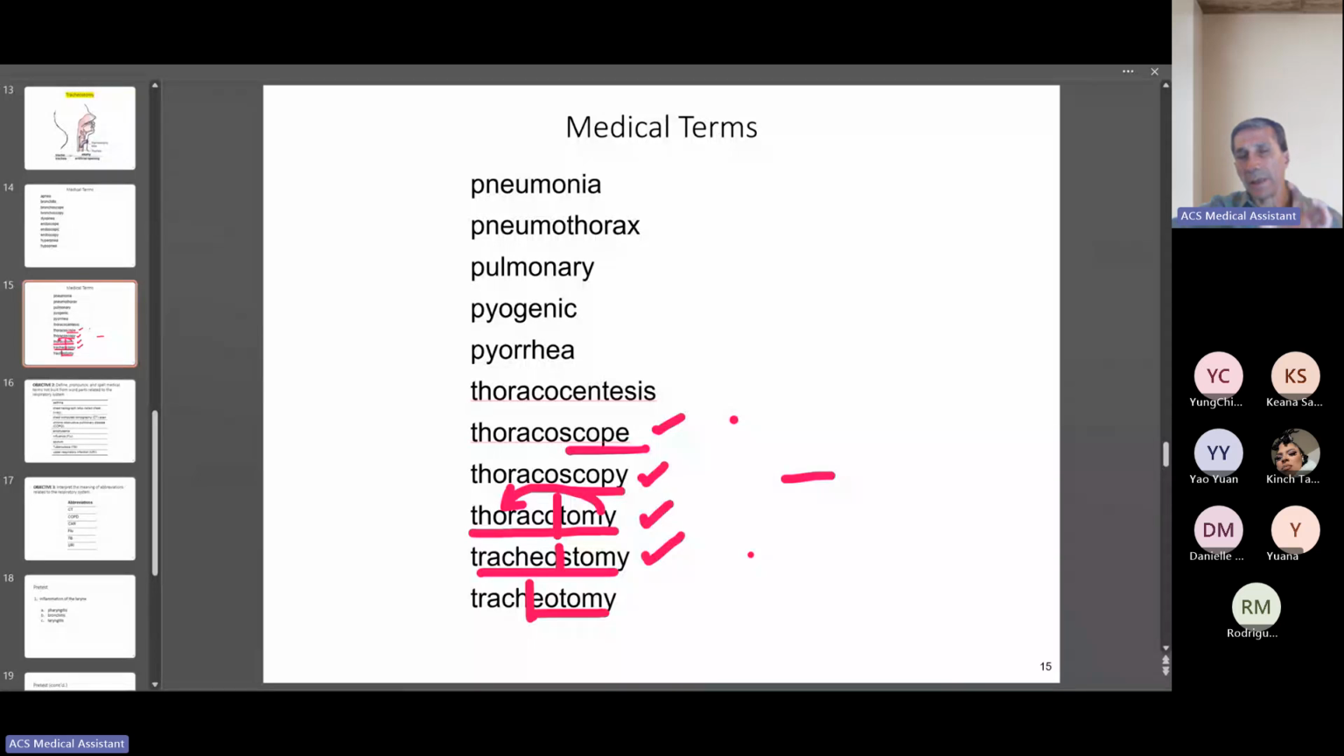So stomy is an artificial opening. We make a hole there to put something through it, or to take something from the inside and pass it out. That is called stomy. And ectomy, once again, is a surgical removal.